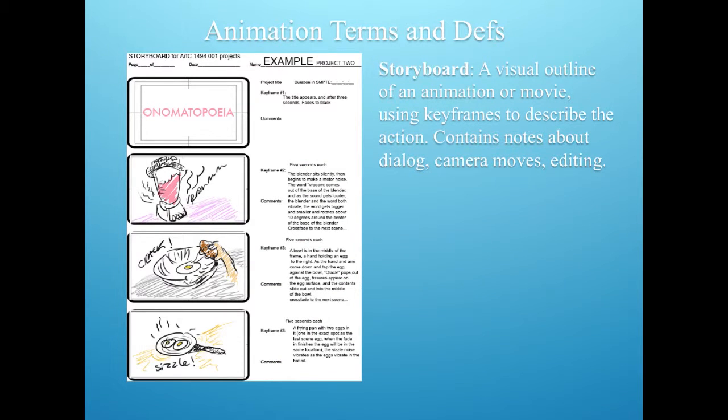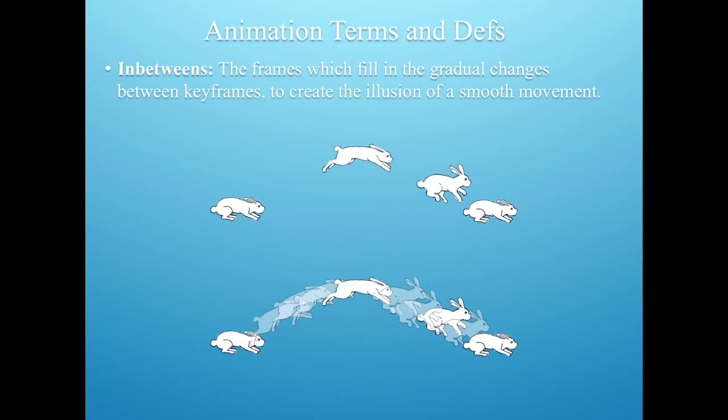You use the keyframes in your storyboard because the storyboard is a visual outline of an animation or movie using keyframes to describe the action. It contains notes about the dialogue, camera moves, and editing. In-betweens are the frames that will fill in the gradual changes between your keyframes that create the illusion of a smooth movement. So you can see there's the keyframes on the top, and then underneath I put in some in-betweens so you can see how it would smooth that movement out.